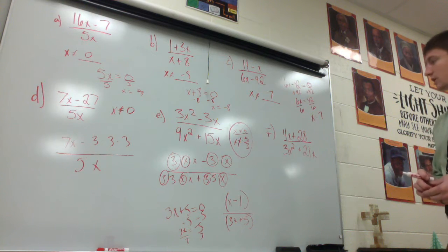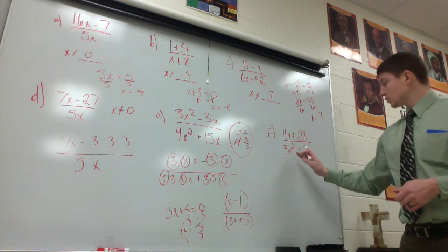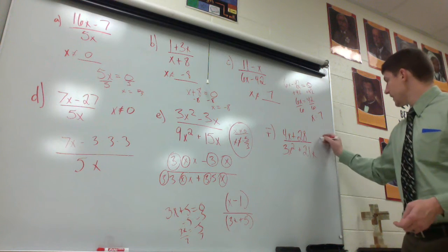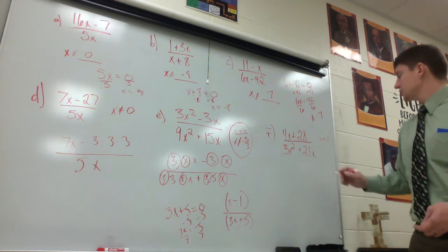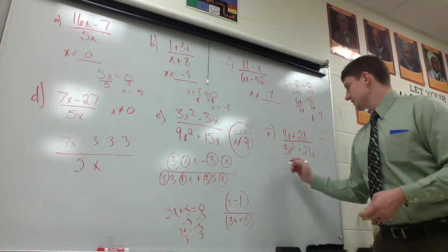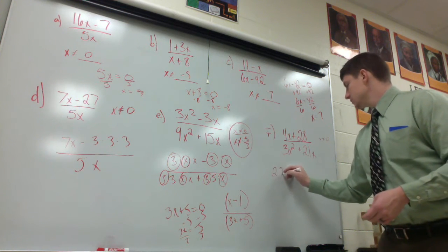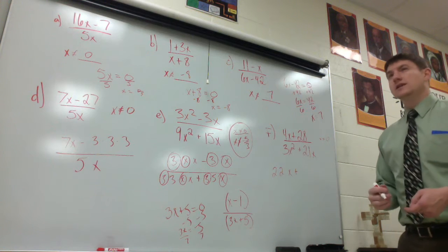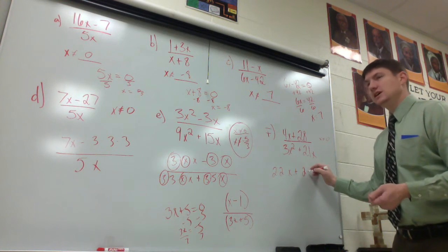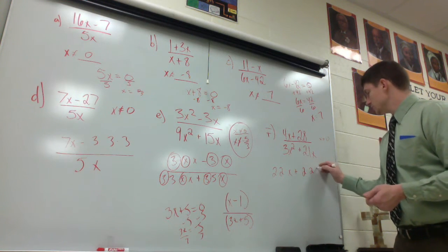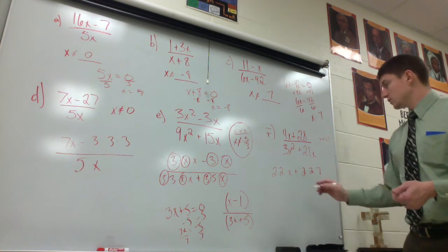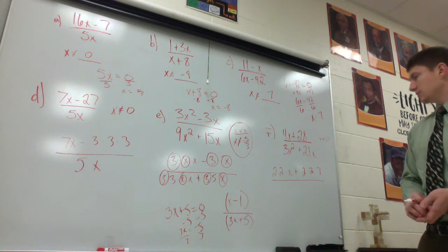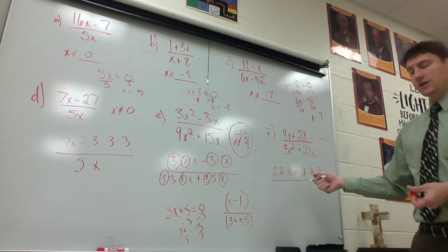We've got 4x plus 28 divided by 3x squared plus 21x. Find the greatest common factor of each one. We already know that x cannot equal 0 because there's multiplication happening in the denominator, so we would set this up to factor it out. 2 times 2 times x is my 4x factorization. 28 would be 2 and 14. 14 would be 2 and 7. 2 times 2 is 4, times 7 is 28. That checks out.